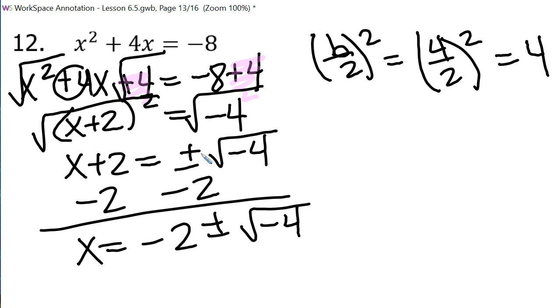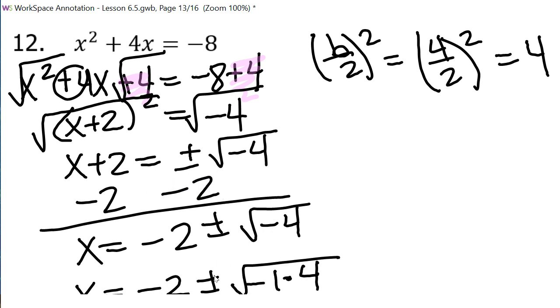Is that radical in simplest form? No. If it's a negative, what should be the first factor? Negative 1. So x equals negative 2 plus or minus the square root of negative 1 times 4. Mark out the negative 1. What's the square root of negative 1? i. Mark out the 4, the square root of 4 is 2. So the answer is x equals negative 2 plus or minus 2i.